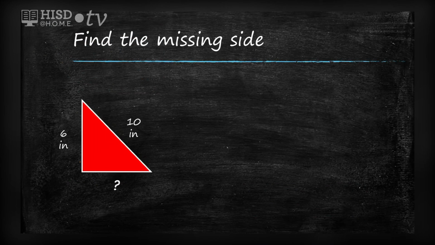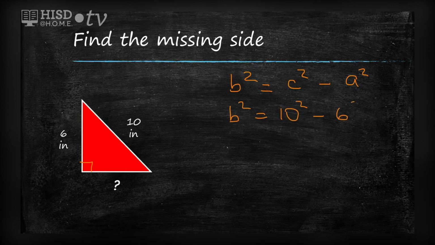We have another right triangle, we have the 90 degrees here, and they're giving me the length of one of the legs and the hypotenuse. So that means that I have to use the converse of the Pythagorean theorem that says that B squared is going to be equal to the subtraction of the hypotenuse squared minus the other leg squared. So let's see. We're going to have 10 squared minus 6 squared. This is going to be equal to 100 minus 36.